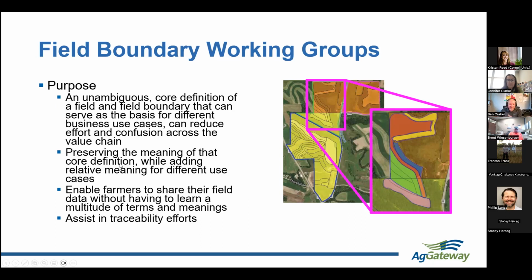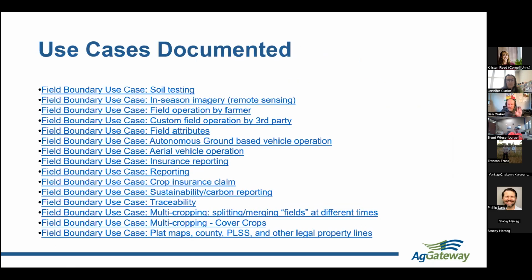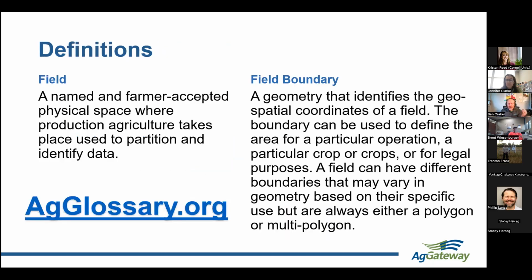So as you exchange data from system to system, knowing what's coming, we put some categories around it. We documented a whole bunch of use cases that you need related to fields. And then we manage another tool called agglossary.org. It's in a state of transition right now. We're managing it through our Confluence system, but we're moving it over to a more user-friendly system to manage all the definitions in there.